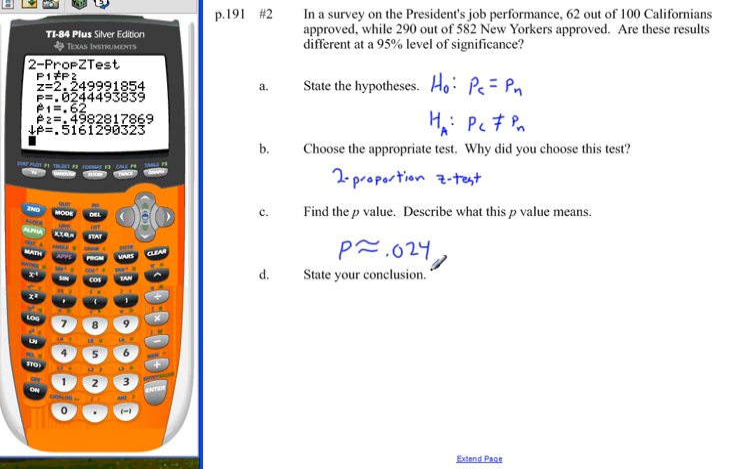So since p is less than 0.05, what we do is we reject our null hypothesis, meaning we have significant evidence that tells us that if we asked all the people in California and all the people in New York their opinion, we think those opinions would be significantly different. So we're rejecting our null hypothesis.